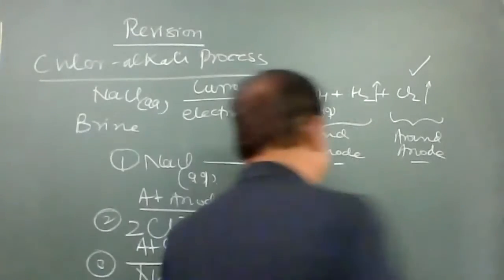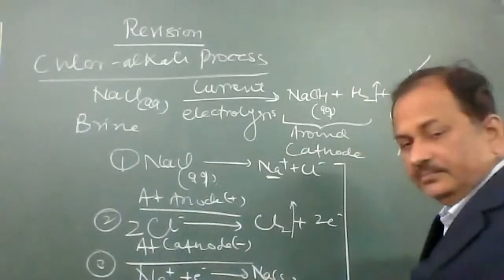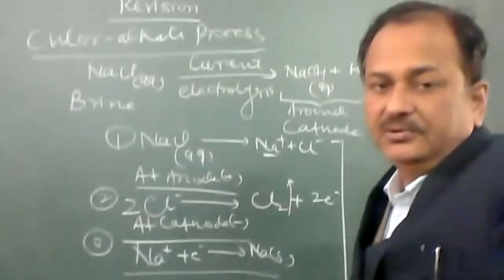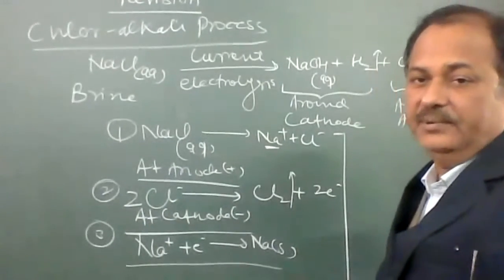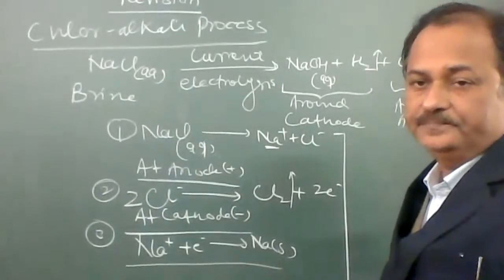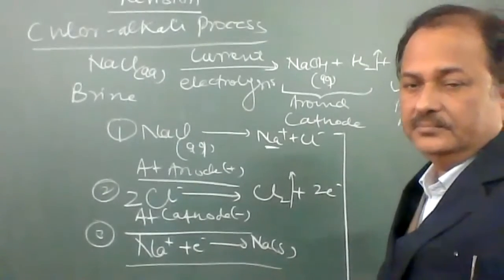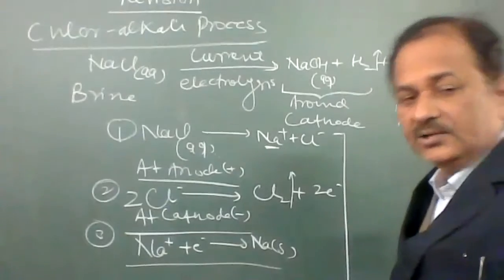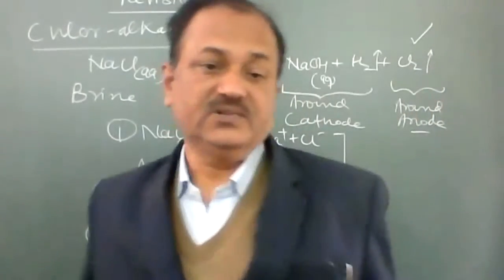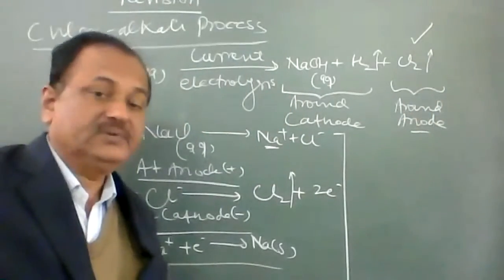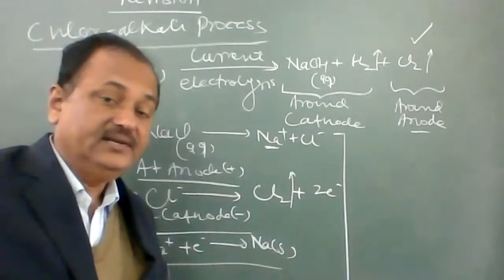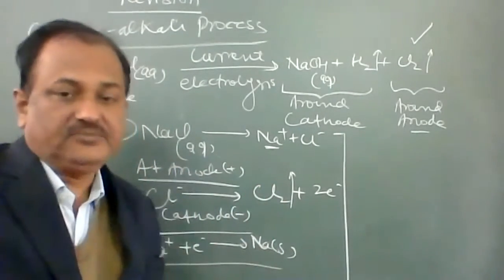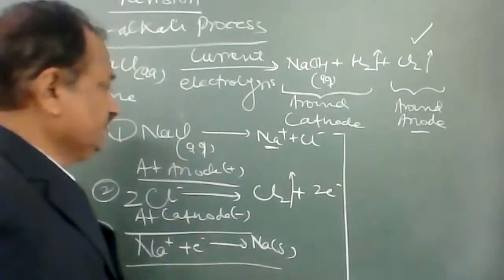Now what happens? The sodium is produced. Sodium is liberated. Sodium is deposited at this cathode, and this solution is in water. So what happens when sodium comes in contact with water? It catches fire. However, the reaction is very slow. A very small amount of sodium is formed and deposited at the cathode.